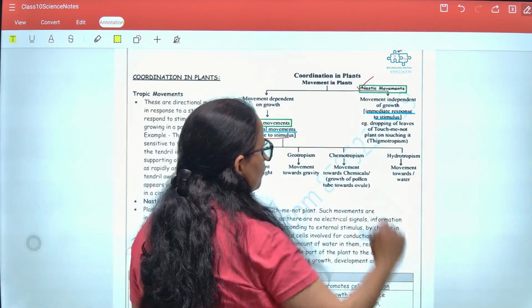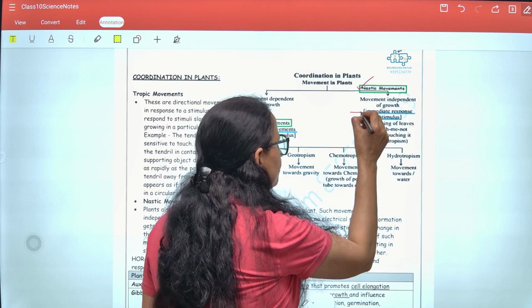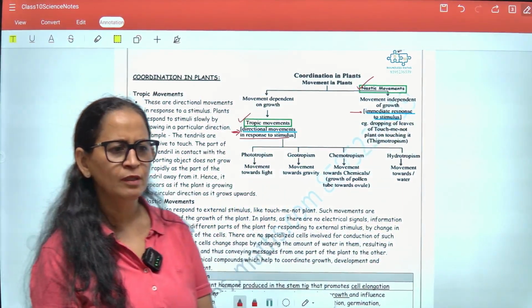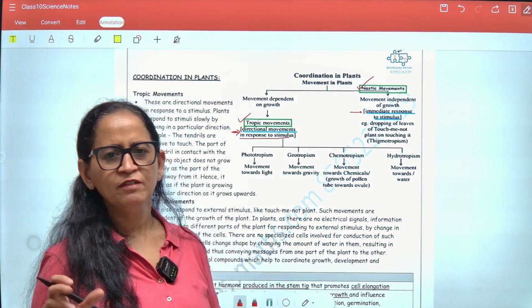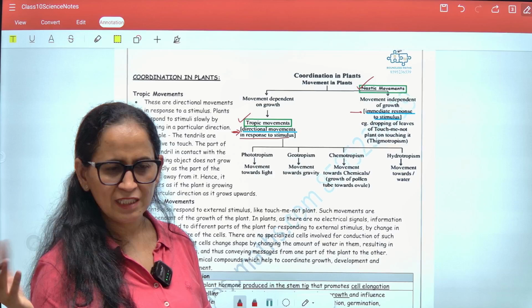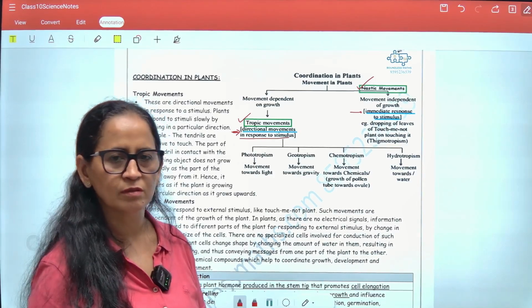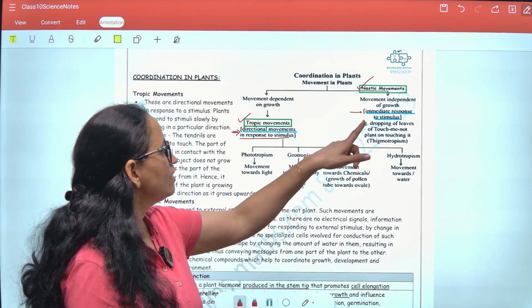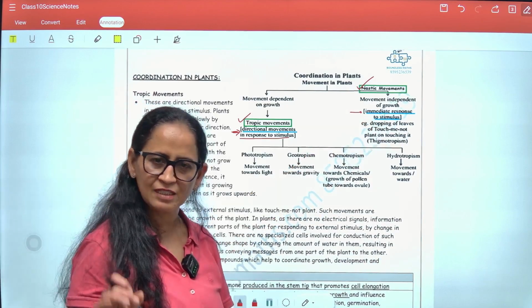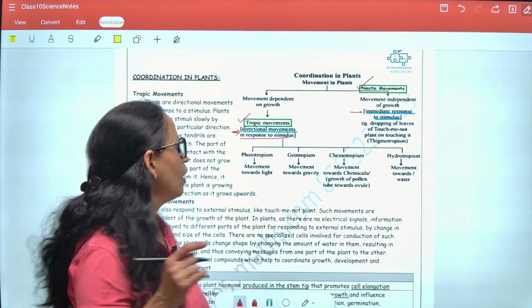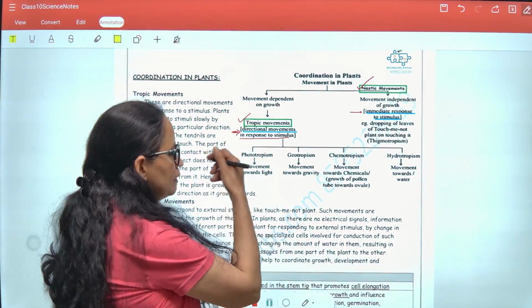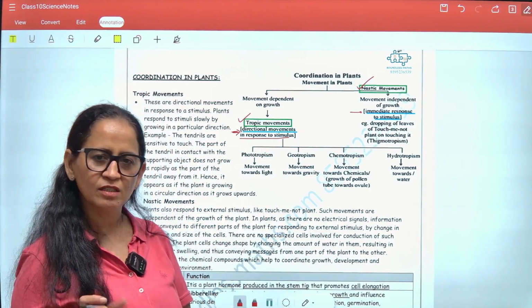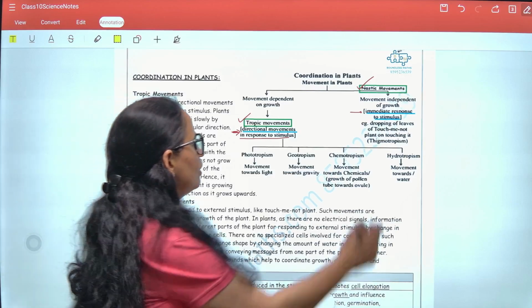Next is nastic movements. They are immediate response to stimulus. For example, wilting or drooping of leaves of touch me not plant. As soon as you touch it, all the leaves start falling down, they start drooping. So that is an instantaneous response to external stimulus. It is not a directional response to a stimulus, but an instant immediate response. So that is called nastic movement.